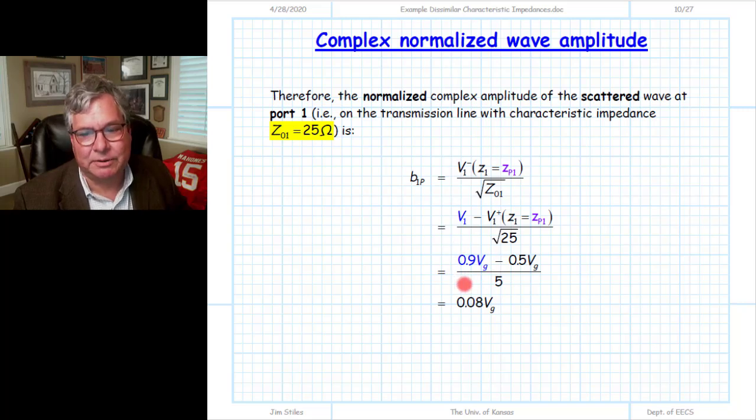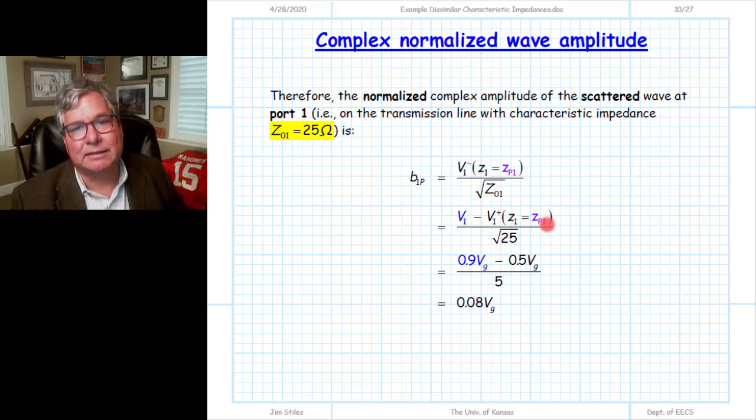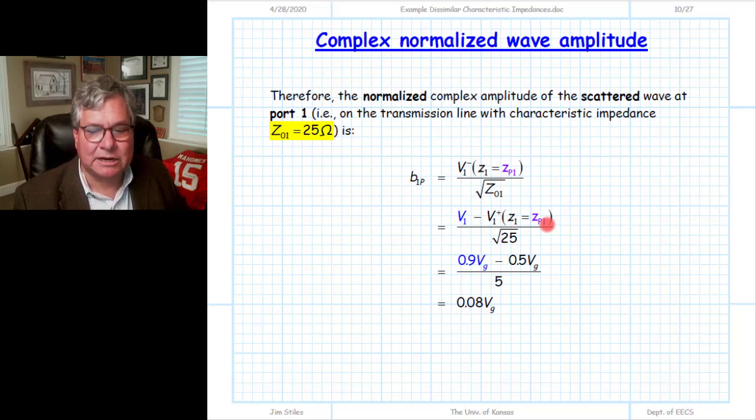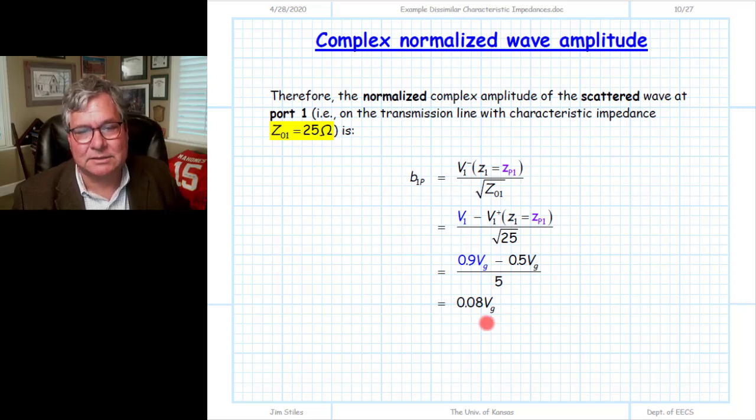It's 0.9 VG. The incident voltage on port 1 we know because we have a matched source on port 1. We have a source whose impedance is equal to 25 ohms, and therefore we know that the incident wave voltage, when evaluated at the port plane where the matched source is attached, is going to be equal to 0.5 VG. So we take the 0.9 we just calculated, subtract from it 0.5 VG, which is the case because we have a matched source, and we do the math, and we get this result for our normalized scattered wave amplitude at port 1.